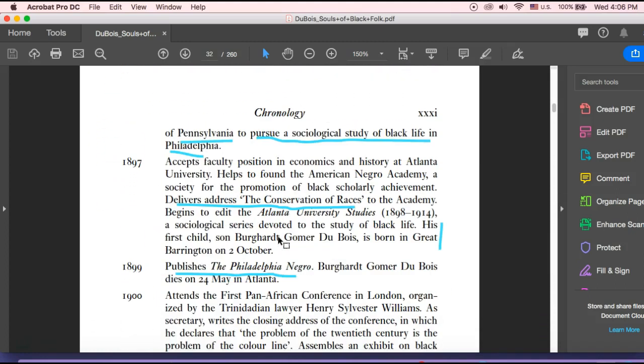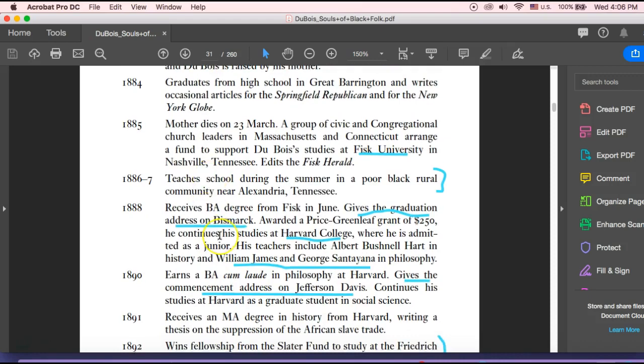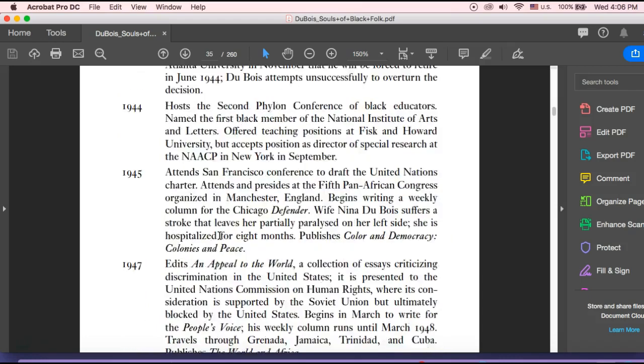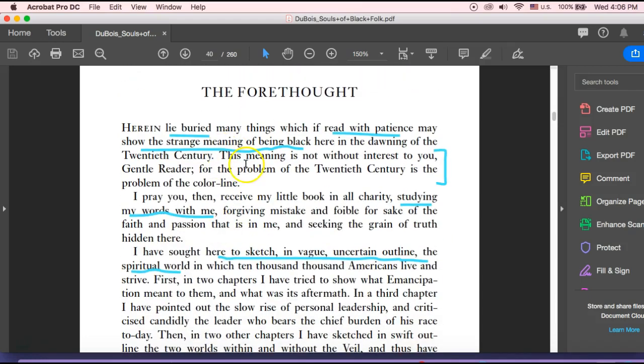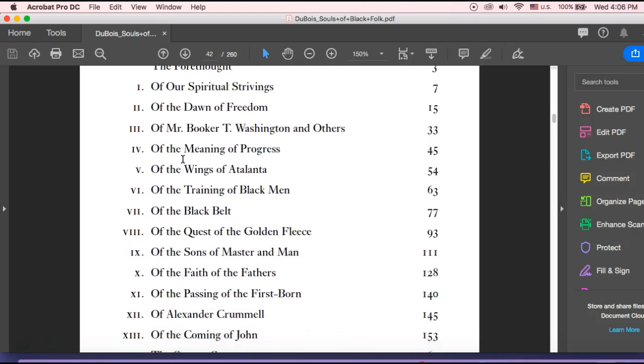My annotations continue. I've also annotated the chronology of Du Bois, right? So it gives you his life, born in 1868, and the sort of things that were going on historically at that time. And then you want to take a look at the text itself. Looking at the preface, the forethought, the prologue, is usually short and gives you a sense of how the author writes. And then you can look at the actual text itself.